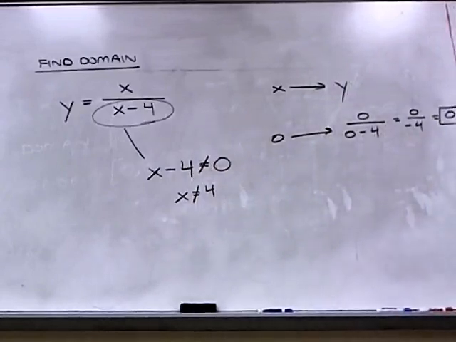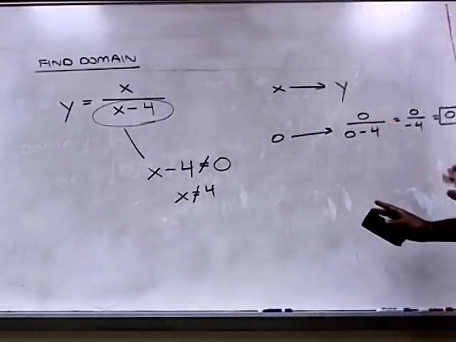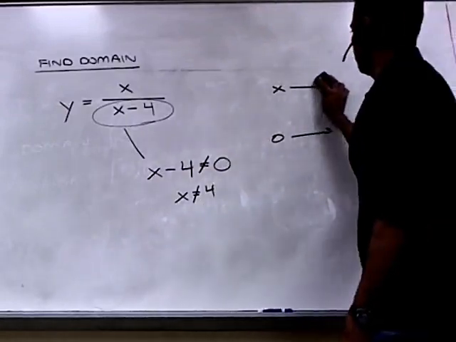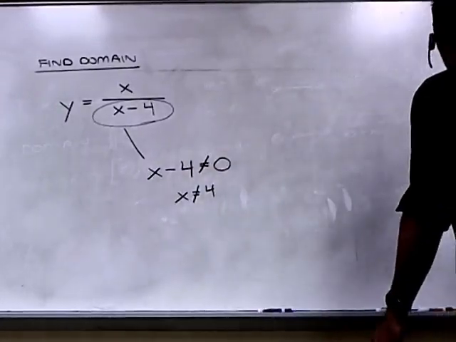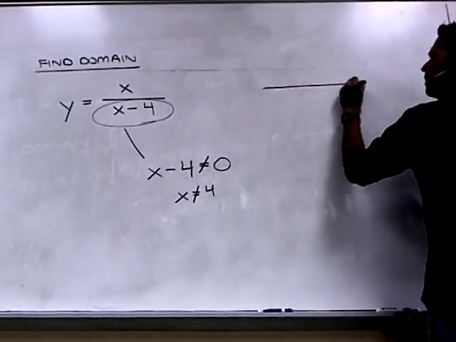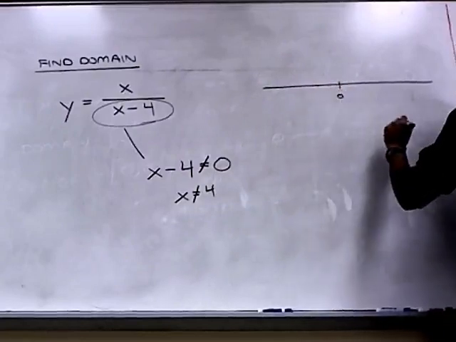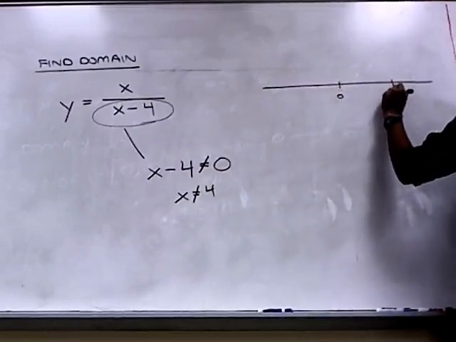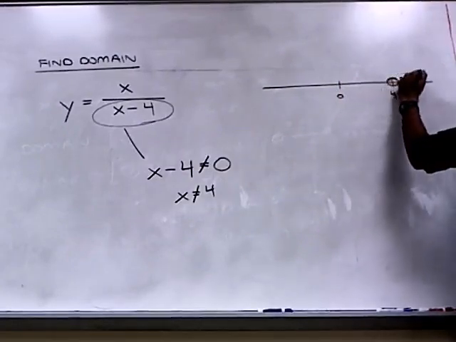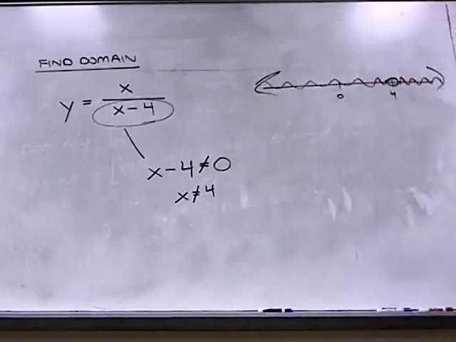So how can I tell you everything is okay to plug in except 4? How do I say that? Okay, so we go back to interval notation, and this time I'm going to help you with the number line. This is what we're trying to say. Here's the entire number line. Here's 0. We have the number 4 here. We do not want that number. You can have anything else that you want. You can plug in both directions forever. Just don't plug that one in, please.